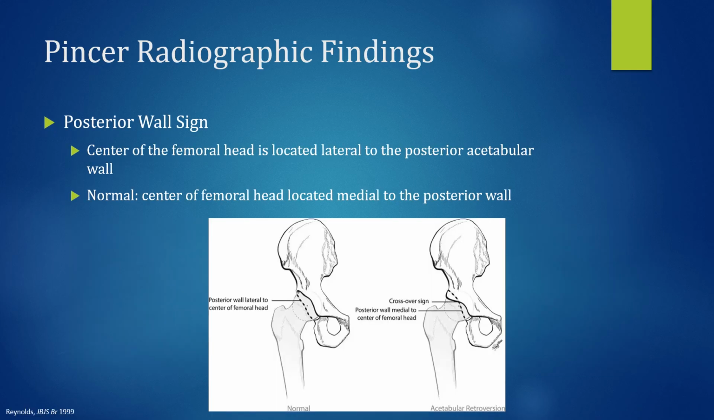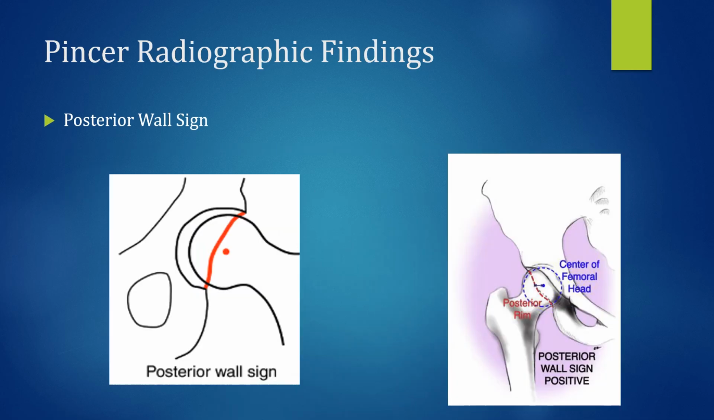Another radiographic finding that may point you in the direction of pincer FAI is the posterior wall sign. In a normal hip, the center of the femoral head is located medial to the posterior wall of the acetabulum. In pincer FAI, the posterior wall of the acetabulum becomes medial to the femoral head. Remember that acetabular retroversion is associated with anterior overcoverage of the acetabulum. There haven't really been any quantification studies performed on the posterior wall sign, but this again becomes more of a radiographic observation.